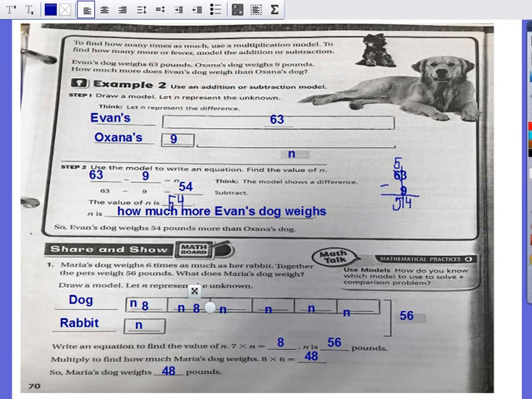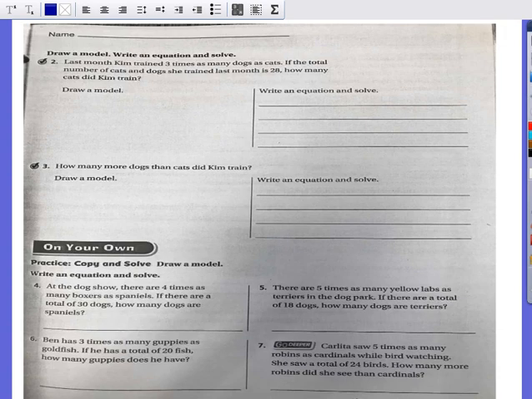Alright, we'll go on to the next page. Alright, draw a model, write an equation, and solve. Last month, Kim trained 3 times as many dogs as cats. If the total number of cats and dogs she trained last month is 28, how many cats did Kim train?